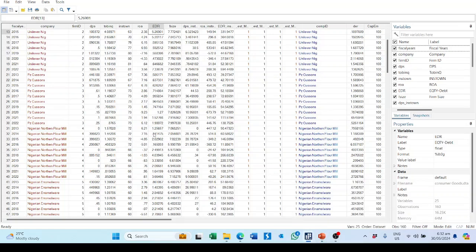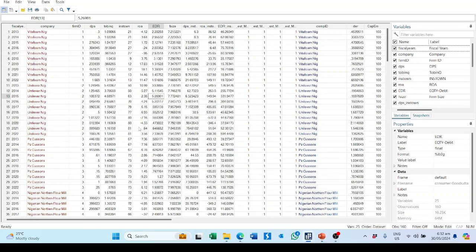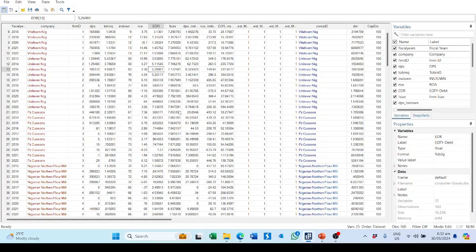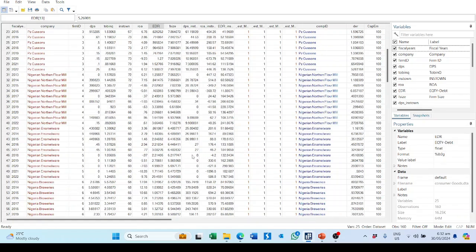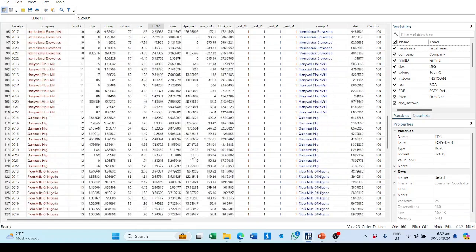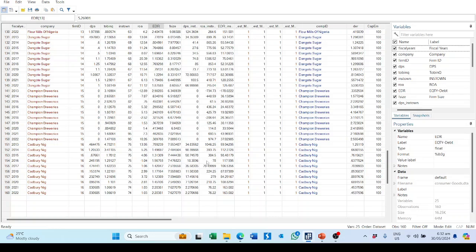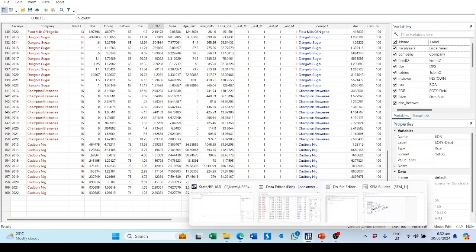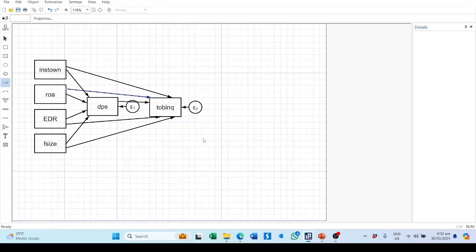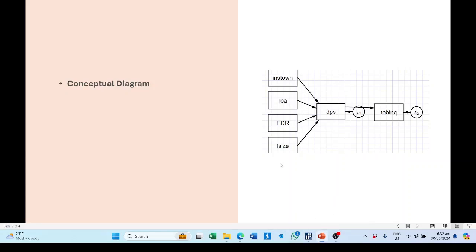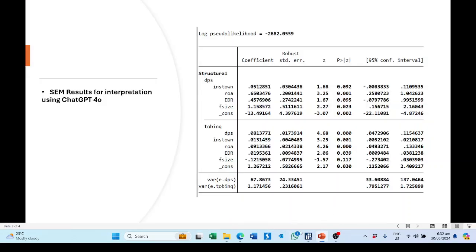We are still using the same consumer goods sector observations that I've been using in past videos. You can check them out. So these are the observations of the consumer goods sector of the Nigerian stock exchange. I think it is made up of 16 companies with 10 years of observations each, giving us a total of 160 observations. So I have the conceptual diagram here, which I think I showed in the PowerPoint slide. So we're going to run.